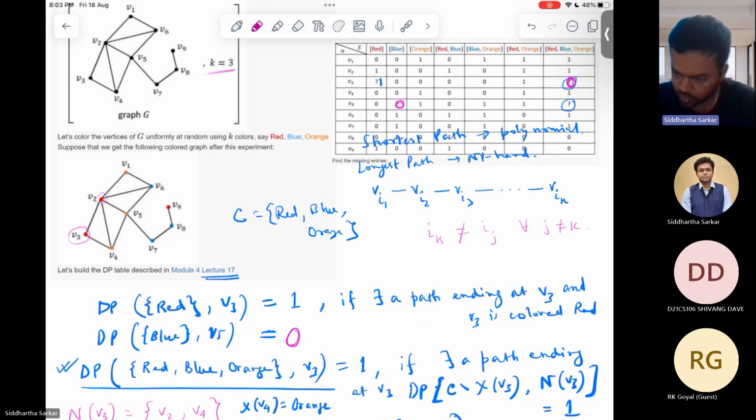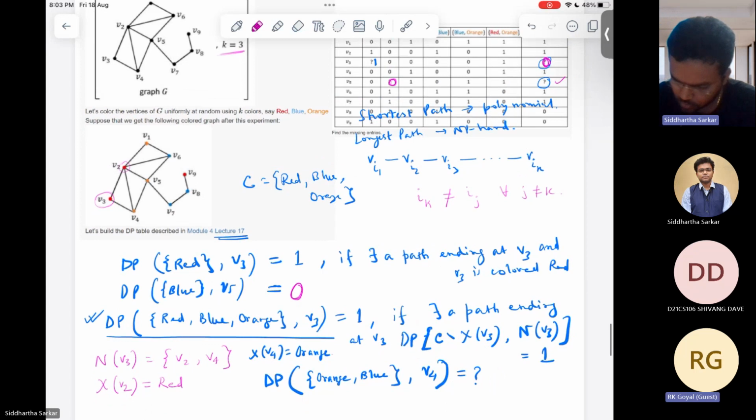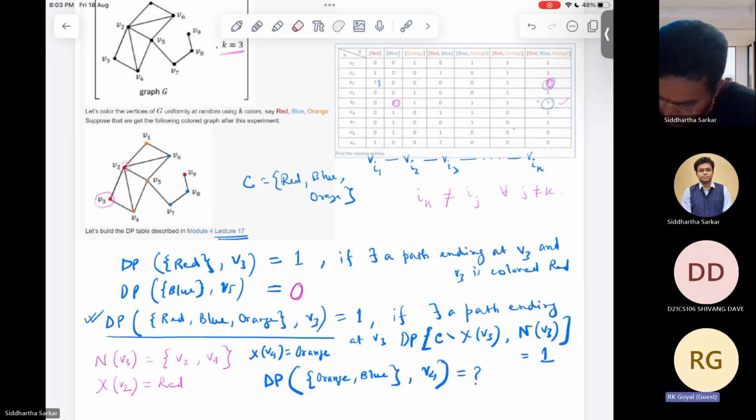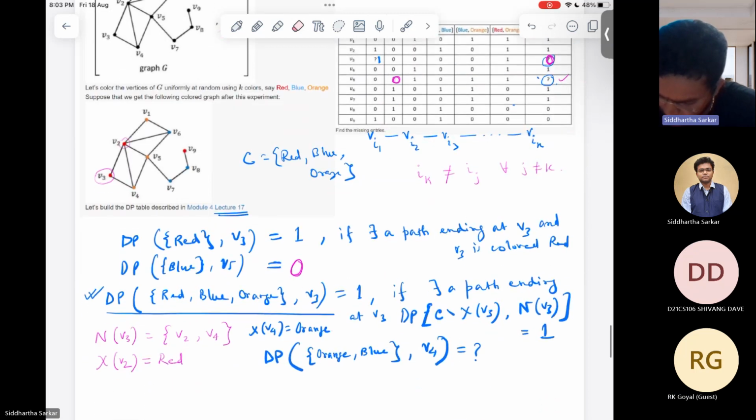Now we are left with only this last entry. And if you can solve this entry, then you have understood what we are talking about. So let's just delete these things and put these things slightly down. Pull this table slightly down.